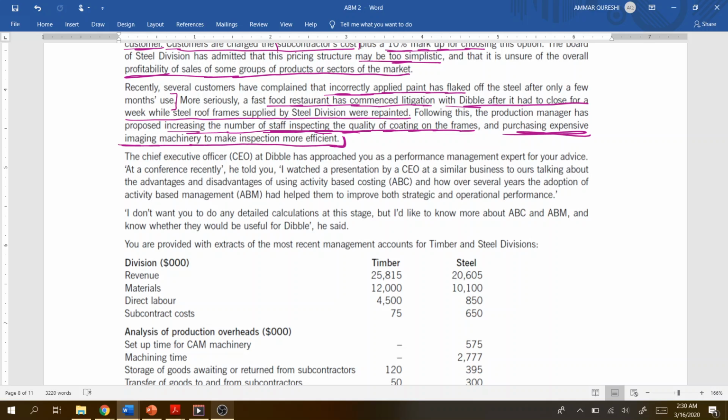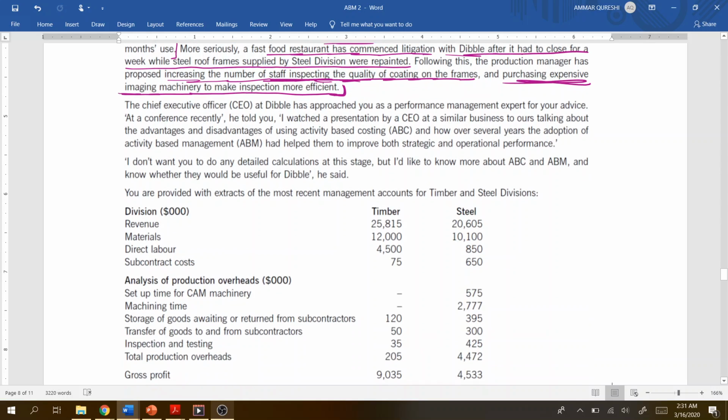Probably it's not the right approach. When we studied TQM, it says that there is a prevention cost and there is an appraisal cost. It's better to spend on prevention rather than appraisal. Here, the company is spending on appraisal rather than prevention, spending more on inspection. It would be a good idea if the company spent some money on preventing the issue, fixing the issue, right? Let's see what else we have.